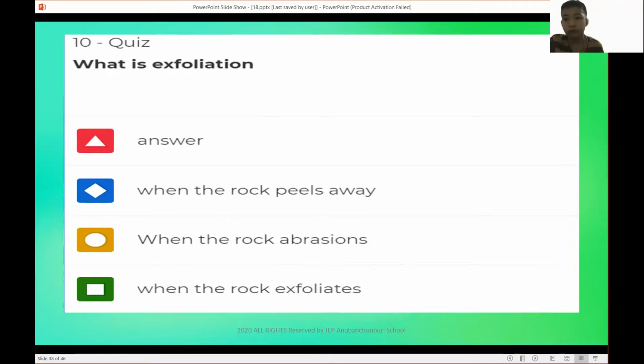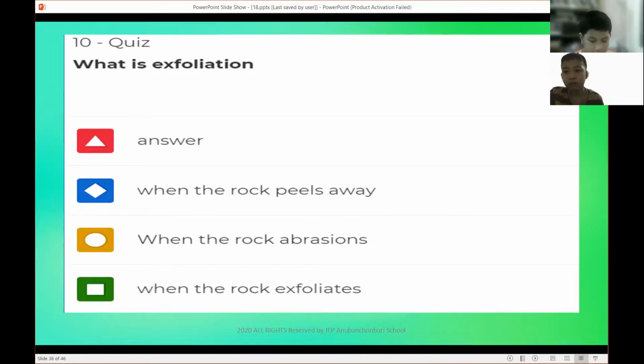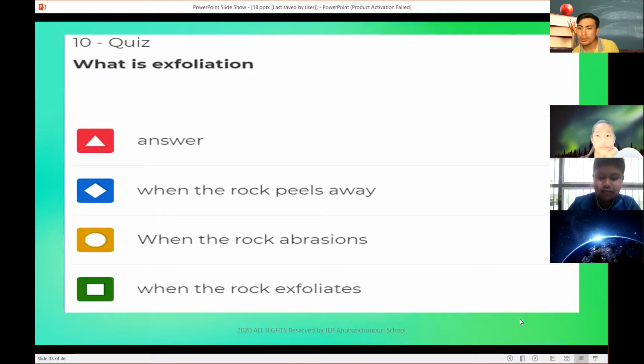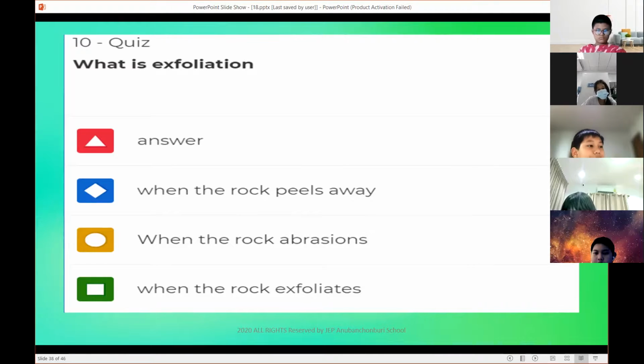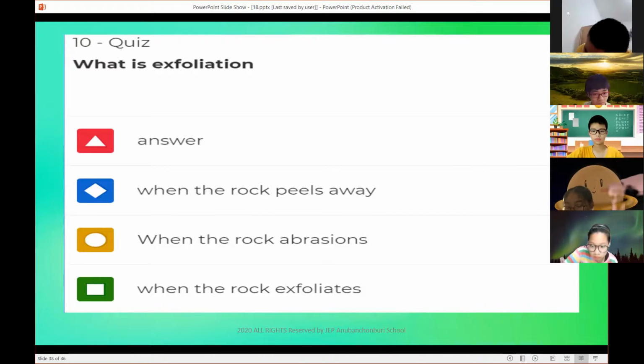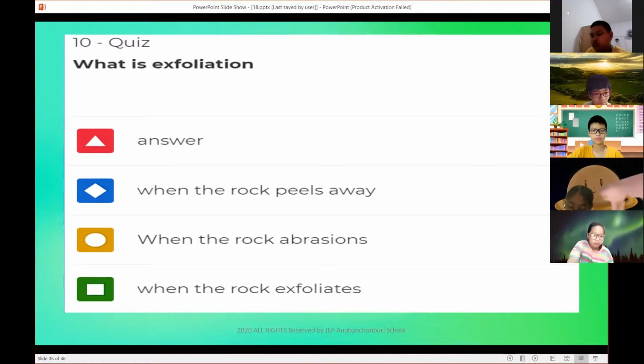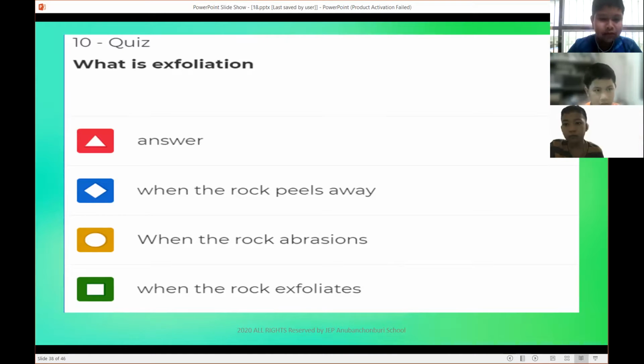I will ask someone else. I will ask my friend here, Kanyapak. Kanyapak, I cannot see you. Turn on your camera and your microphone as well and answer this question. I cannot see her. What's your answer here? Circle. When the rock abrasion, sorry, the answer is not circle.